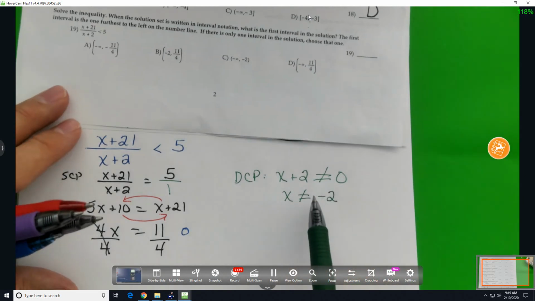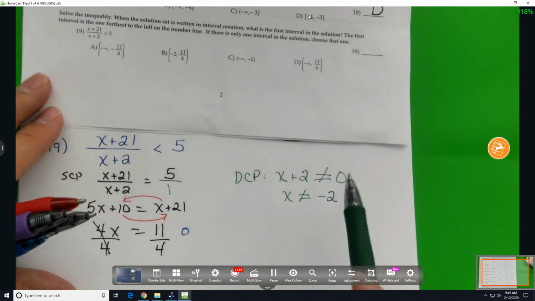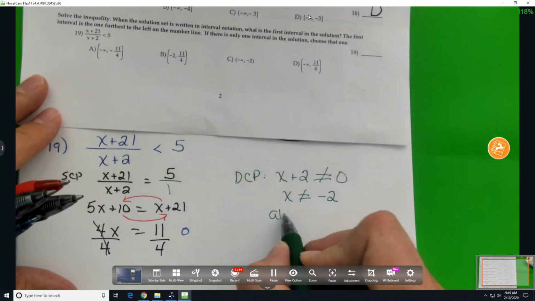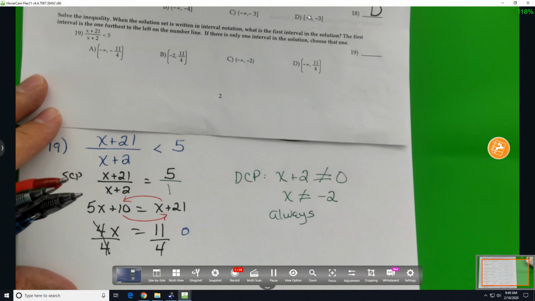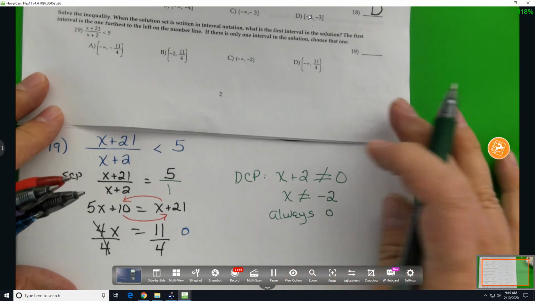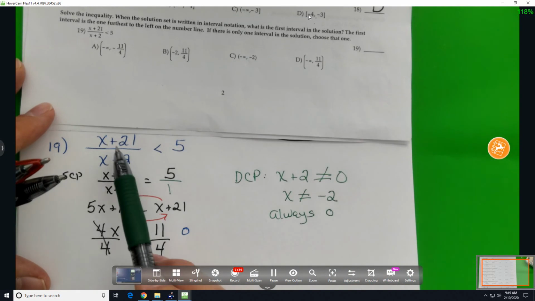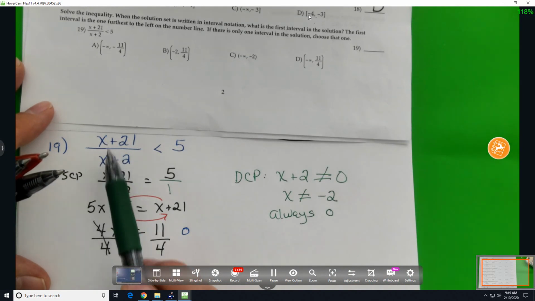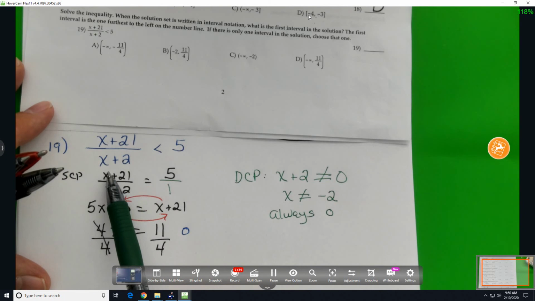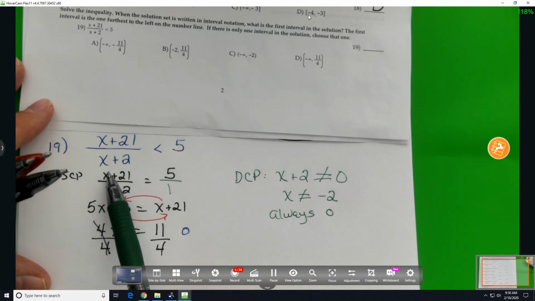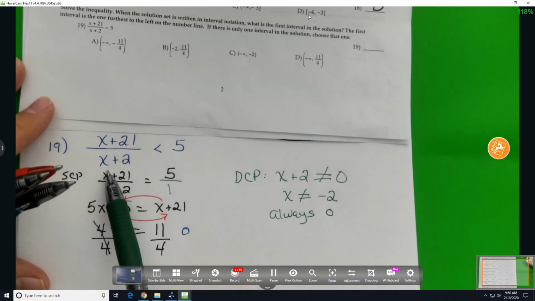With denominator cut points, there's no choice. It's always what? Open or closed? Open. Open circles mean don't include those as answers. You would never want x to be -2 because then you'd have a 19 over 0. Try punching that into your calculator. It'll give you one of those errors.